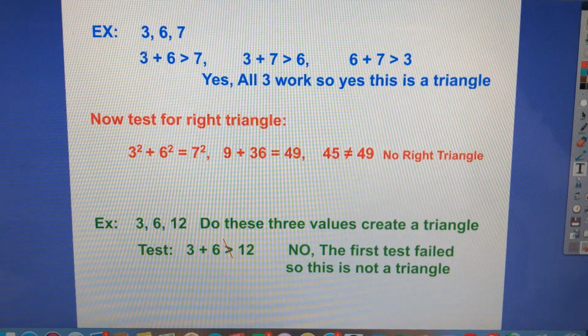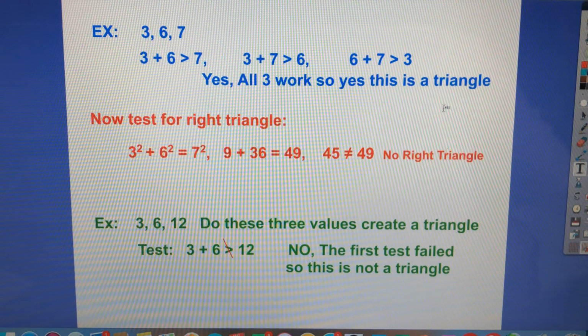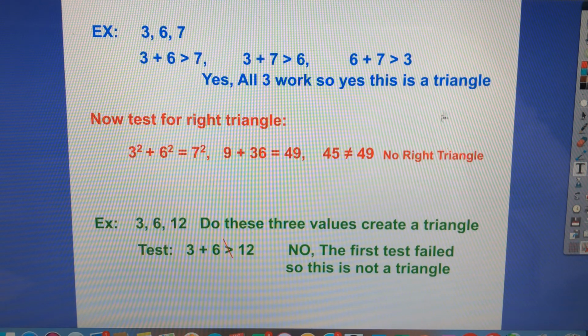Here's some practice. 3 plus 6, 9 is greater than 7. 3 plus 7, 10 is greater than 6. 6 plus 7, 13 is greater than 3. All three work. Yes, it is a triangle. Let's test for right triangle. I make 7 my C value. 3 and 6 are my legs. 9 plus 36 equals 45. But guess what? 45 does not equal 49. It is not a right triangle. It is a triangle, but it's some other type. No sides are the same. So aren't those usually called a scalene triangle?